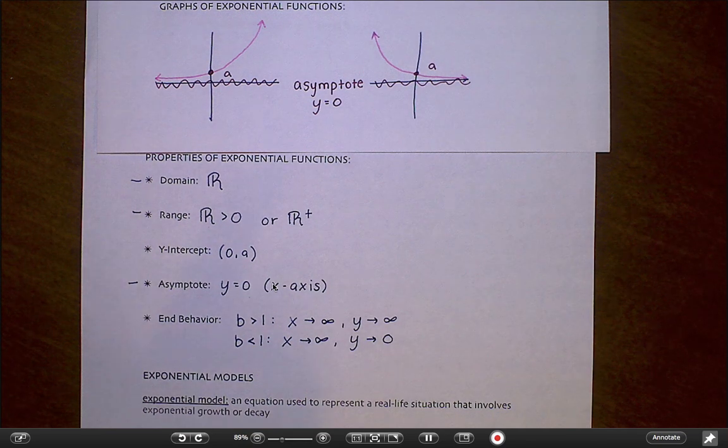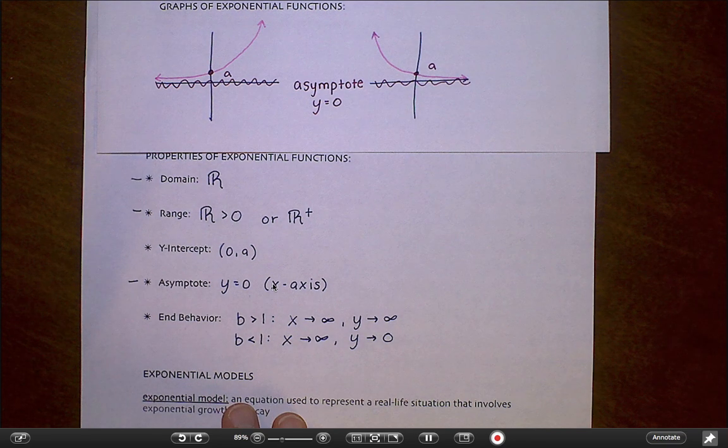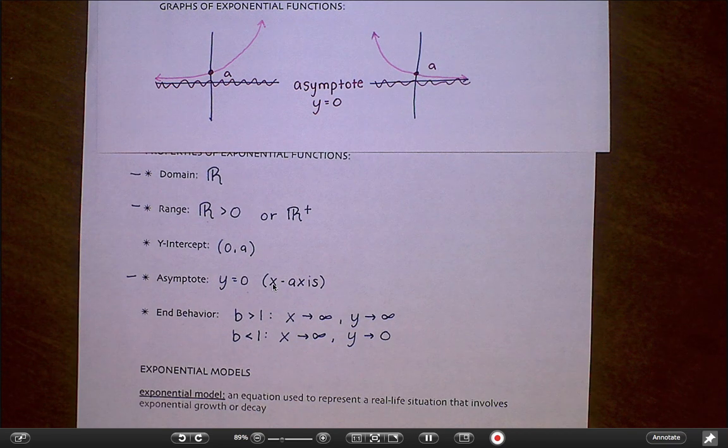Okay, I'm going to stop here and I will pick up in the next video with exponential modeling, and we'll talk about how to do some of that in your calculator and how that relates to some of the stuff we just talked about. So hopefully that was helpful to get you started on 2-4.